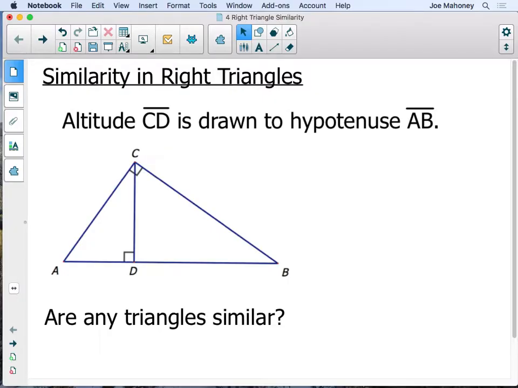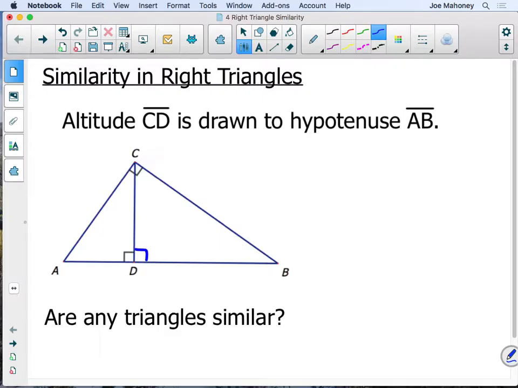And the question is, are any of these triangles similar? First of all, do you see three different triangles? Are any of them similar to each other? Is the left one similar to the right one? Is the right one similar to the big one? Well, let's think about this for a moment. I know that I have a 90-degree angle there, there, and there. So each triangle contains one 90-degree angle.